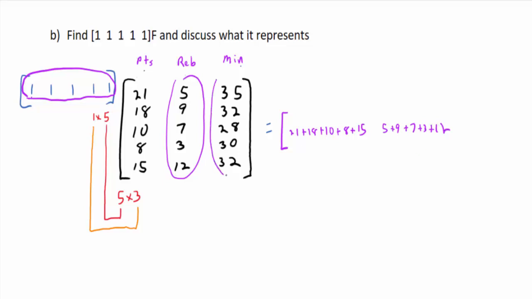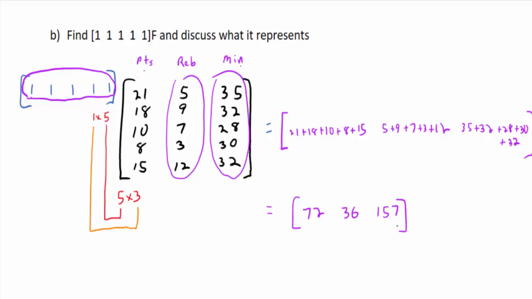Okay, and then third entry, same idea. You end up adding the 35 plus the 32 plus the 28 plus the 30, plus the 32. Everybody with me? And what do you end up with? 72. 157. Do I have confirmation?